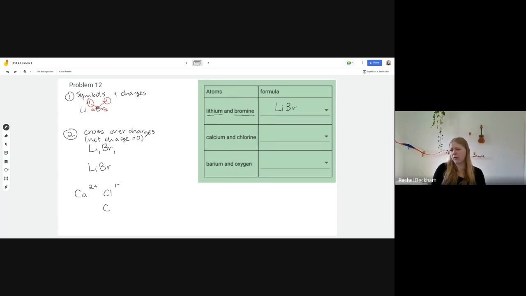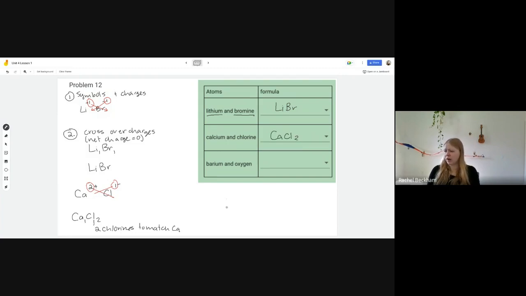So when you cross over, you're kind of doing that. So I'm going to circle the 2 and circle the 1, and those numbers cross over. My formula is going to be CaCl2 or Ca1Cl2. The 2 goes over here. I'm saying that I need 2 chlorines to match the charge of the calcium. Because calcium had a +2 charge, I'm going to need 2 sets of chlorine to match that, because each chlorine has a -1 charge. So CaCl2.